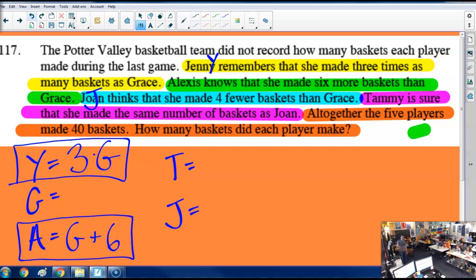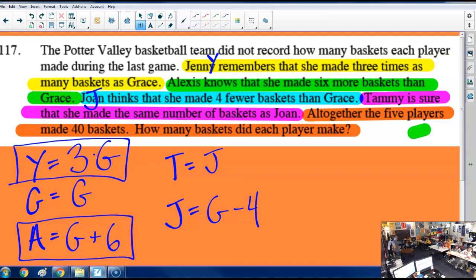Wait, if Jenny is talking about Grace and Alexis is talking about Grace, what should we put for G? Just G, right? Let's just talk about Grace. And Grace is like, why is everyone talking about me? Now, Joan thinks she made 4 fewer baskets than Grace. What do I write, Eric? G minus 4. Yeah, for J, right? Now, do I put T equals J since they told me Tammy's the same as Joan? That's what I did.